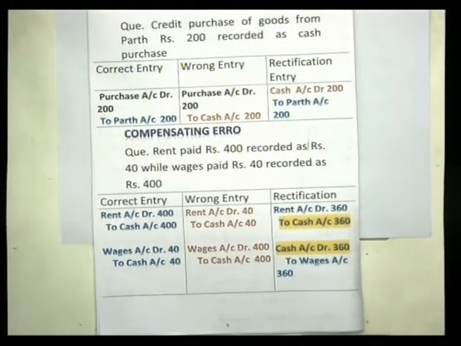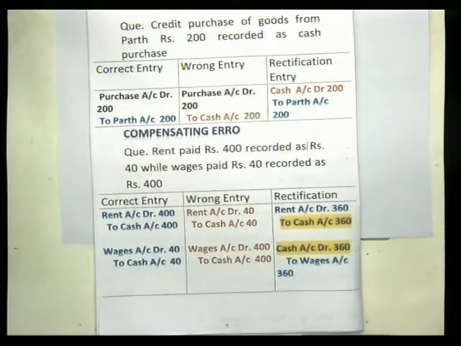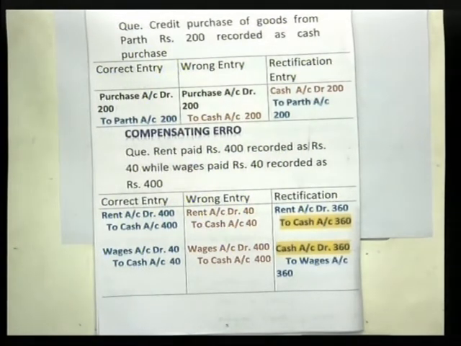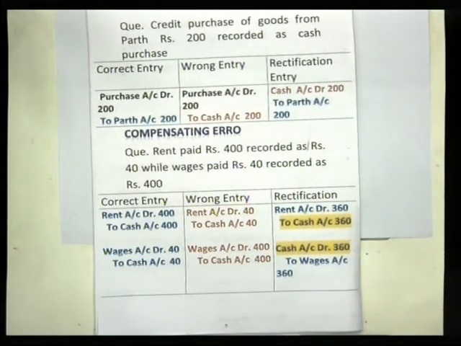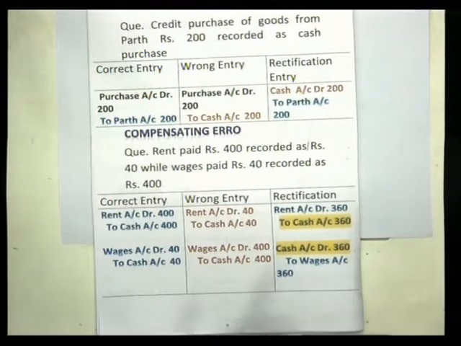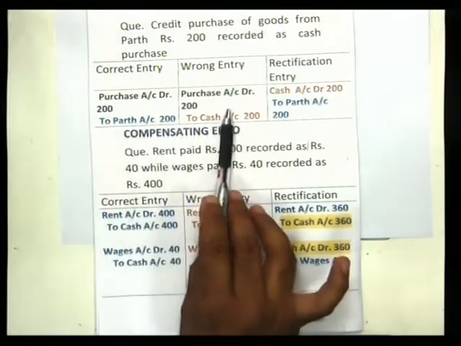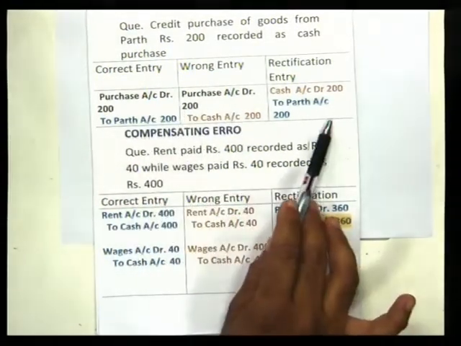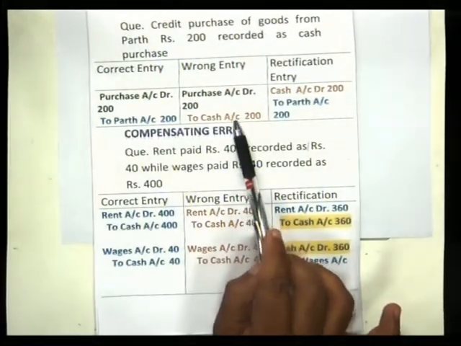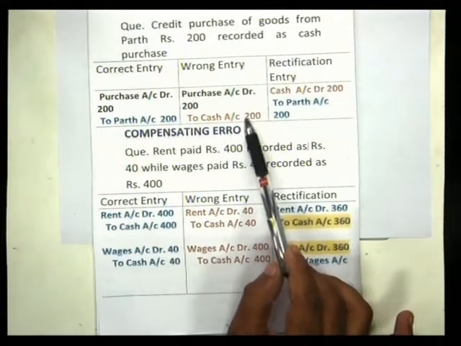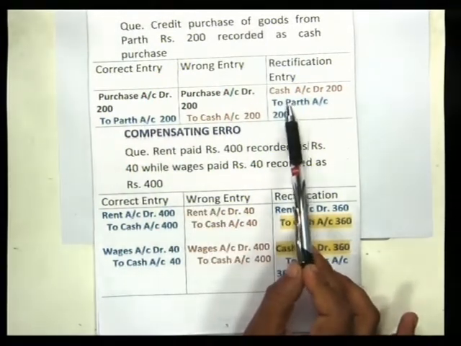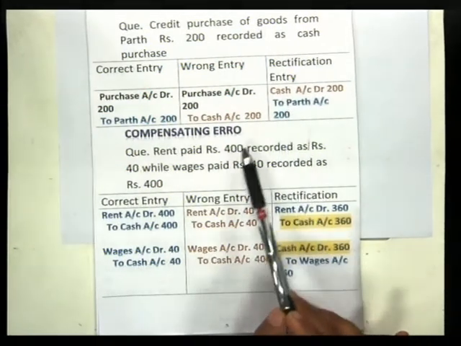First think about the correct entry, secondly think about the wrong entry, then whatever is recorded correctly in both, which is not wrong actually, that should not be given effect in the rectification entry. Like here purchase account is correctly debited, so in the rectification entry purchase account does not have any place. The wrong entry is cash account wrongly credited, so cancel the cash account, give the debit effect. Parth account should be correctly credited, so the entry will be cash to Parth account.